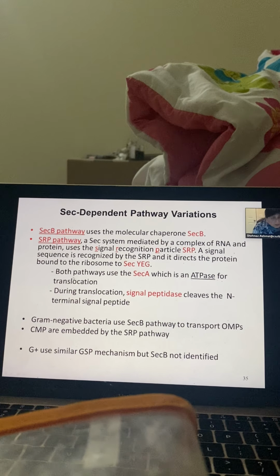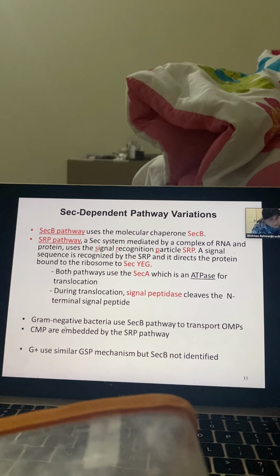Okay. Both pathways use the SEC-A, which is an ATPase for translocation, and during translocation, signal peptidase cleavage at the amino terminal, the N terminal, will occur. So the rest of it is the same, just that there is no SEC-B here, but this is the SRP, okay?